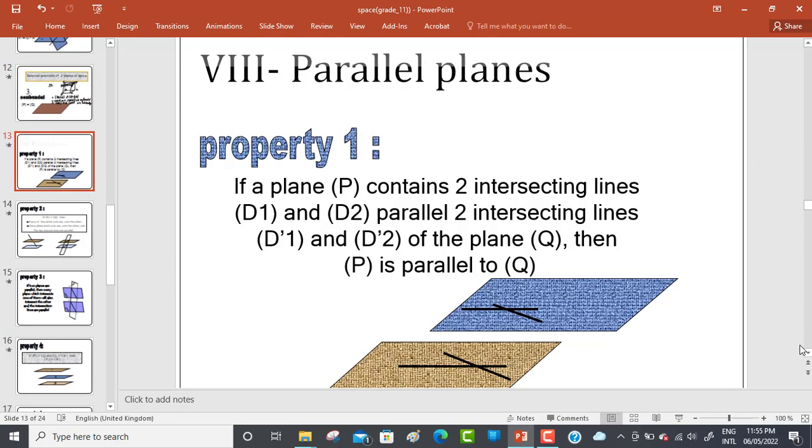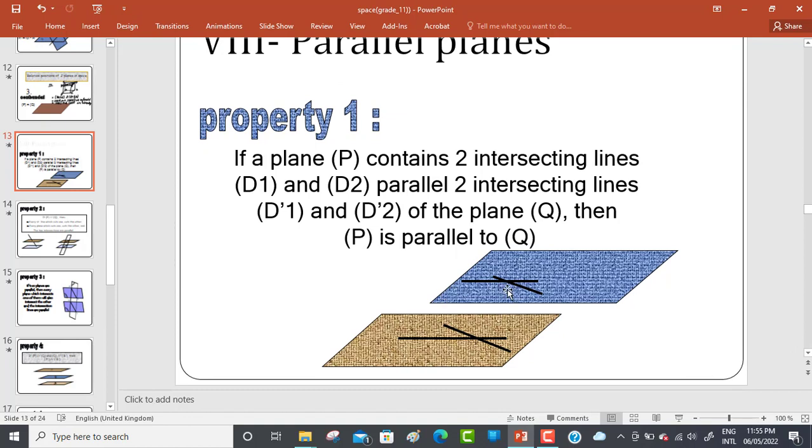Parallel planes. How to show this property is very important. How to show that two planes are parallel. If a plane P contains two intersecting lines, D1 and D2, where D1 is parallel to another line D'1, and D2 is parallel to another line D'2, so that two intersecting lines of the first plane are respectively parallel to two intersecting lines of the second one, then the two planes are parallel.